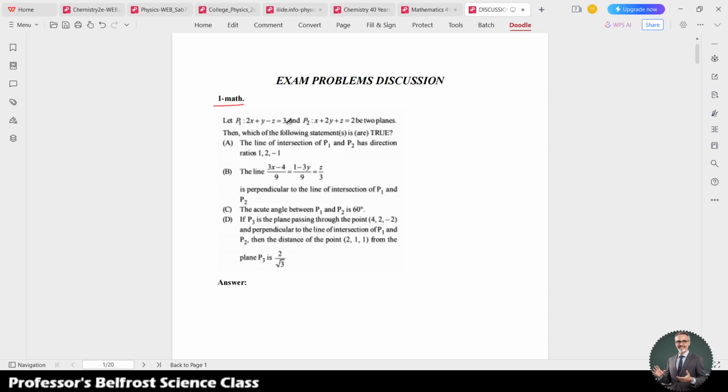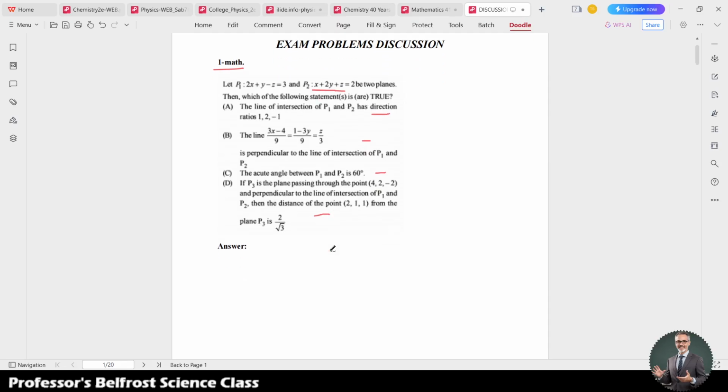We have two functions. This is the line equation, where 2x plus y minus z equals 3 and x plus 2y plus z equals 2 are two planes, not two lines. Because there are three variables, it means it's three-dimensional, two planes. Which one of the following statements is true? We have A, B, C, and D. Let's see. First, the line of intersection.